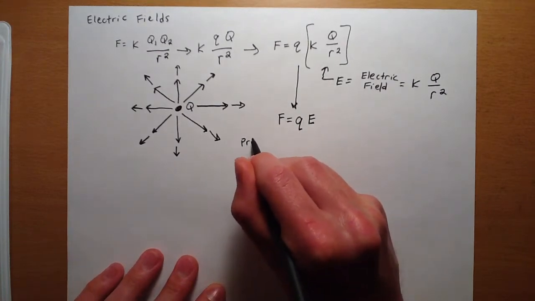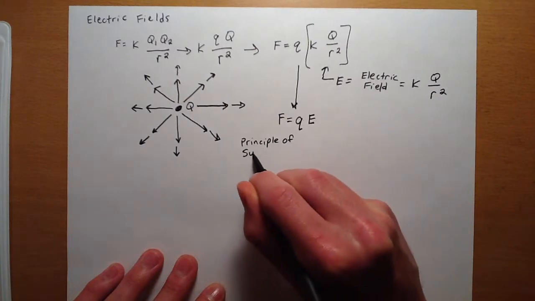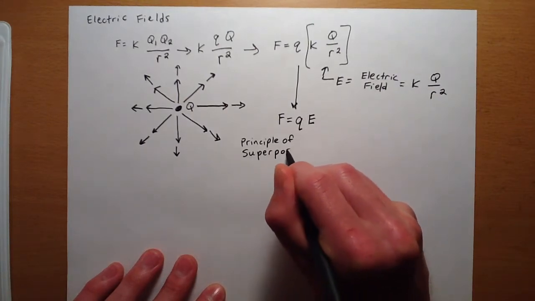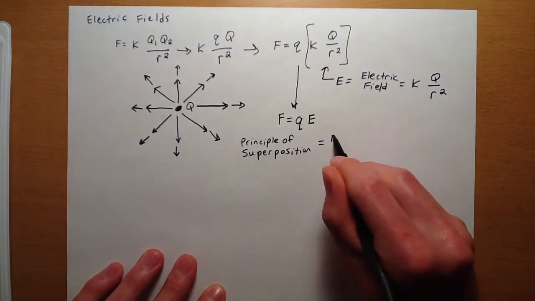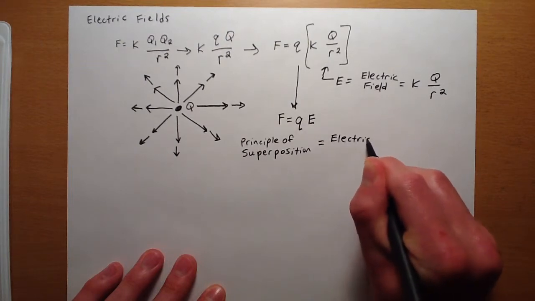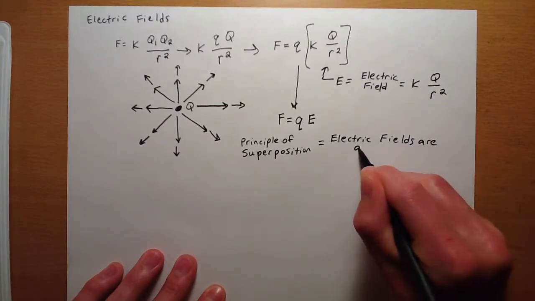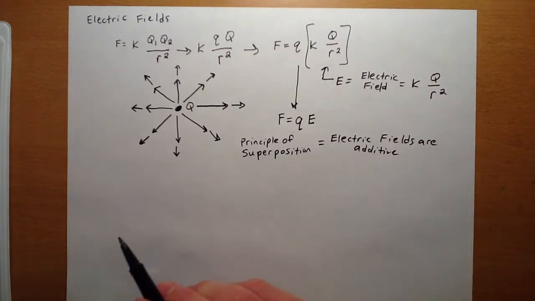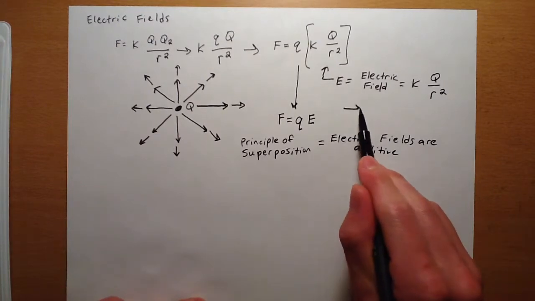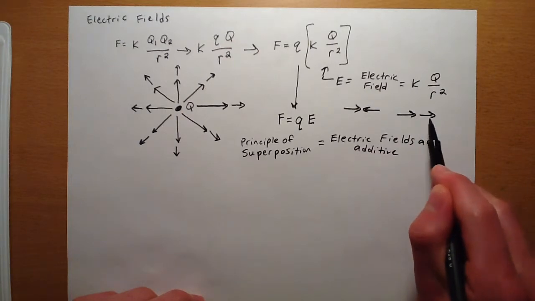the principle of superposition. And this states that electric fields are additive. That means if we have two electric fields that are right next to each other, they're going to add together. So if you have one going this way, one going this way, but at the same point, they cancel each other. But if you have two going in the same direction, they add together.